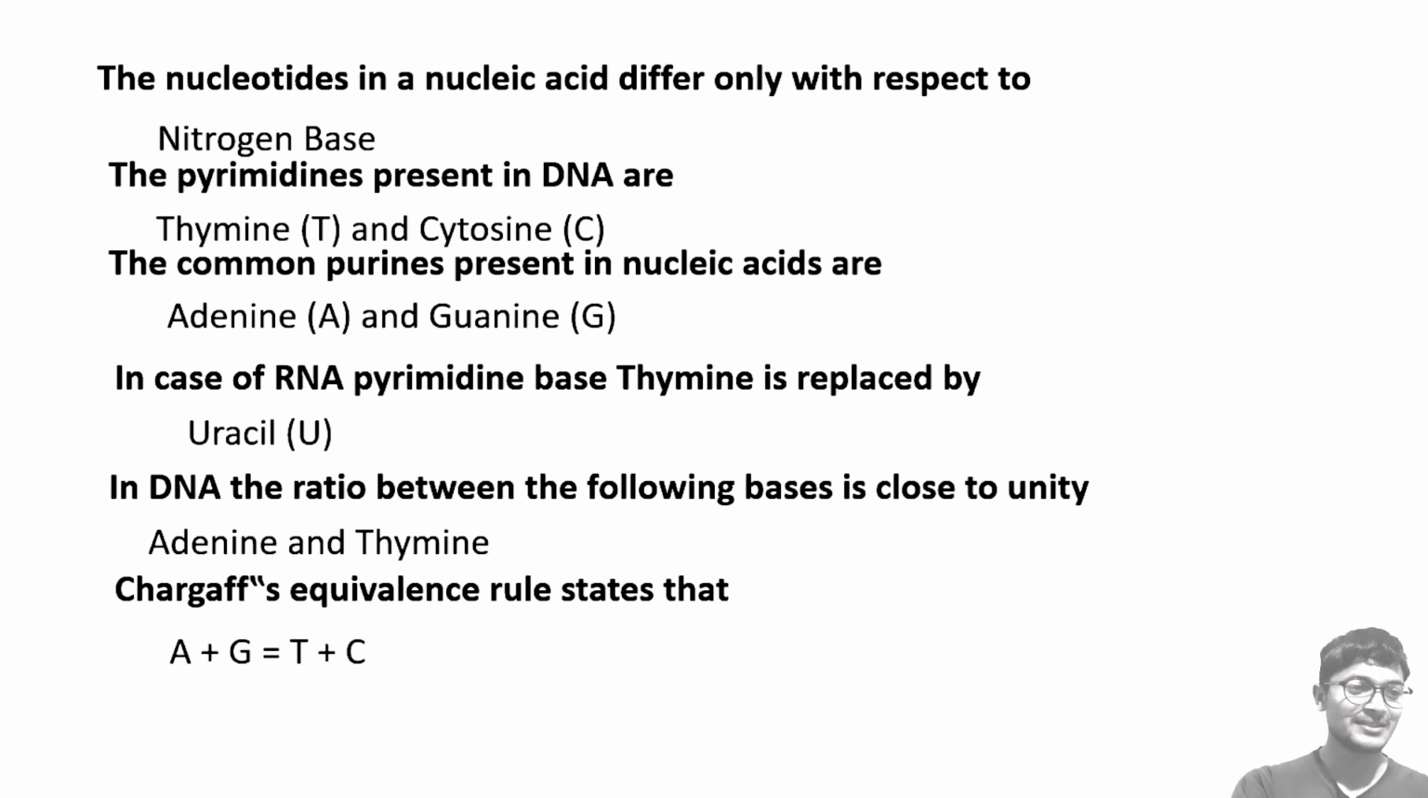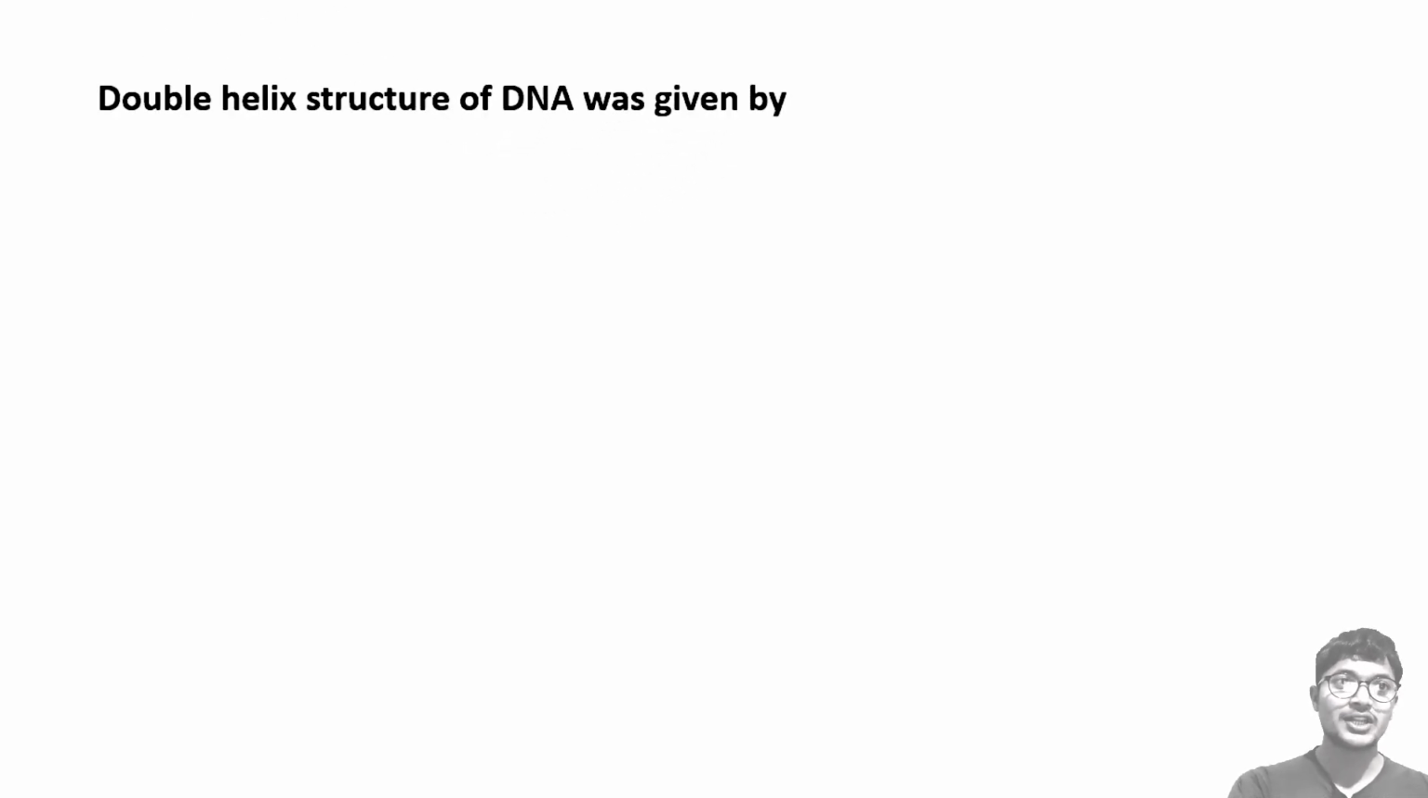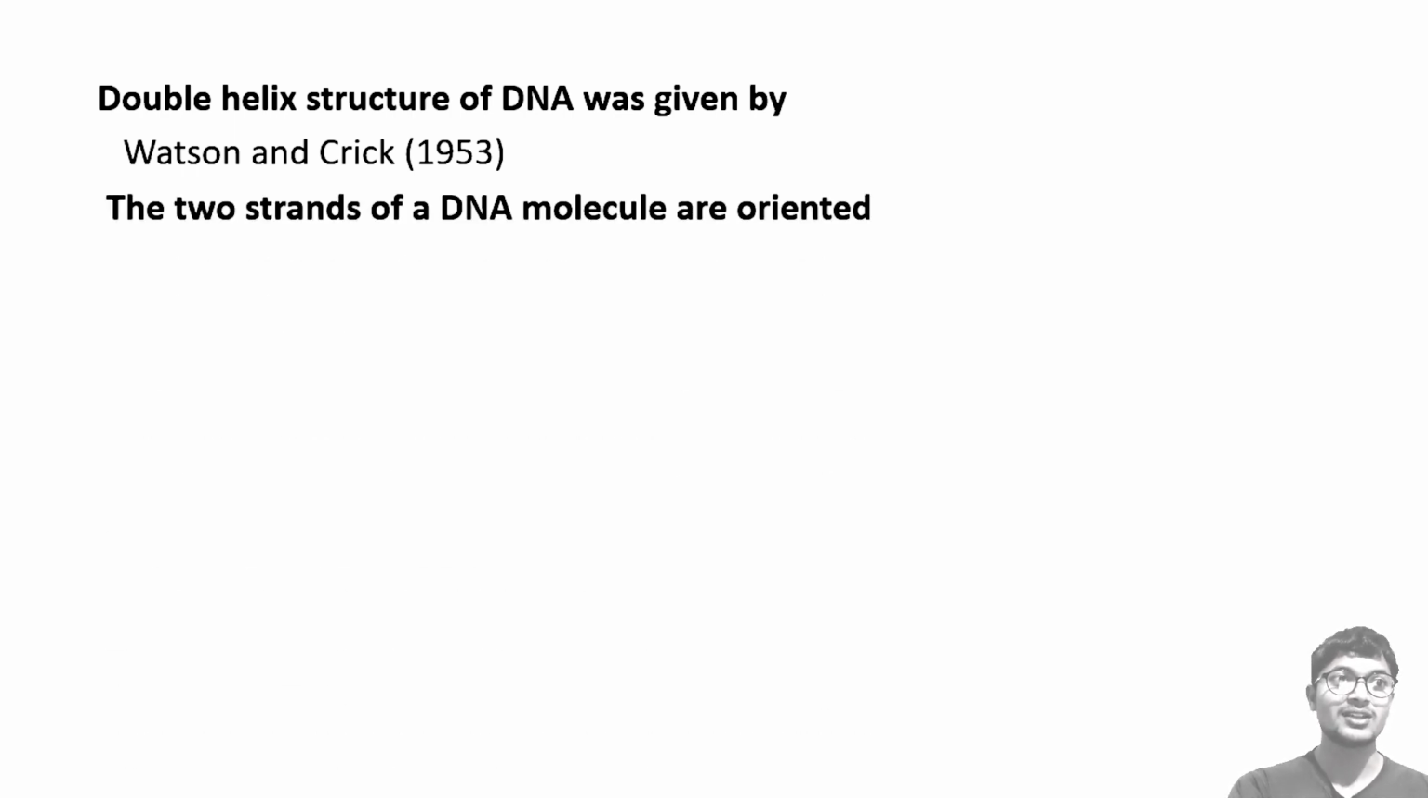Okay, so next question is that the double helix structure of DNA was given by whom? Answer is Watson and Crick, 1953. Okay, next question. The two strands of a DNA molecule are oriented? Answer is anti-parallel to each other.